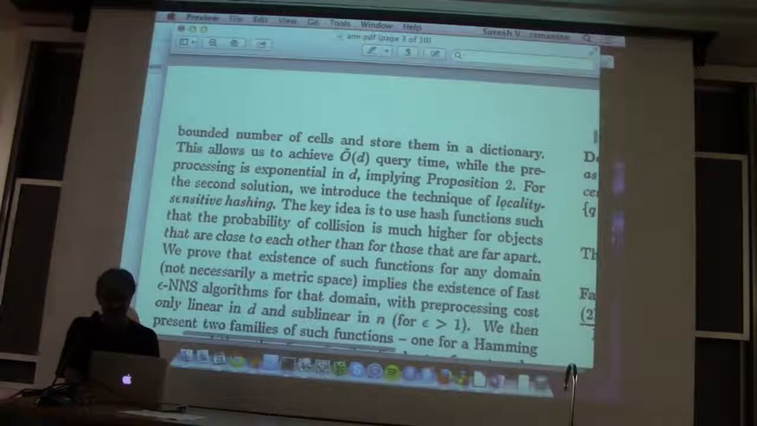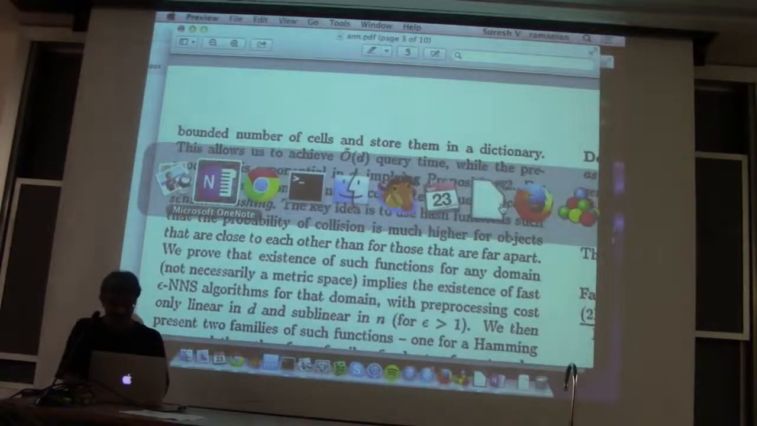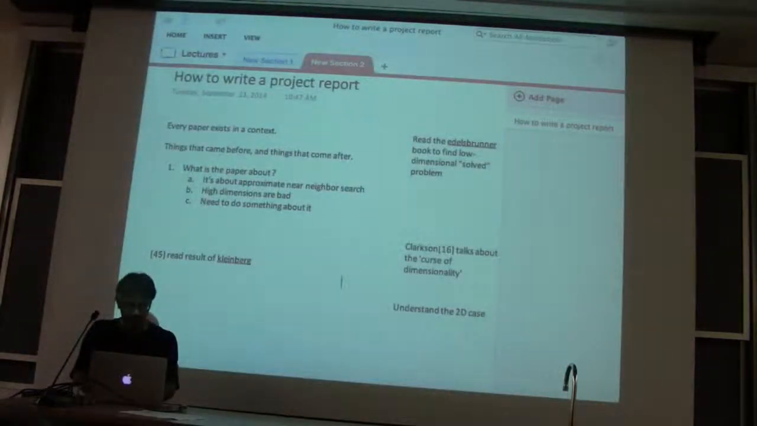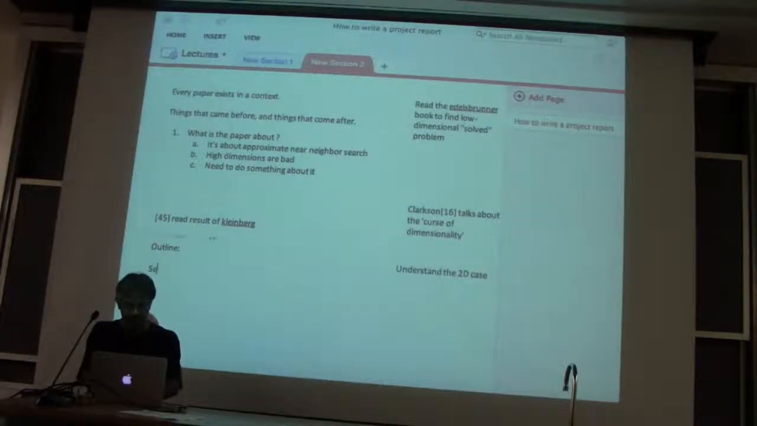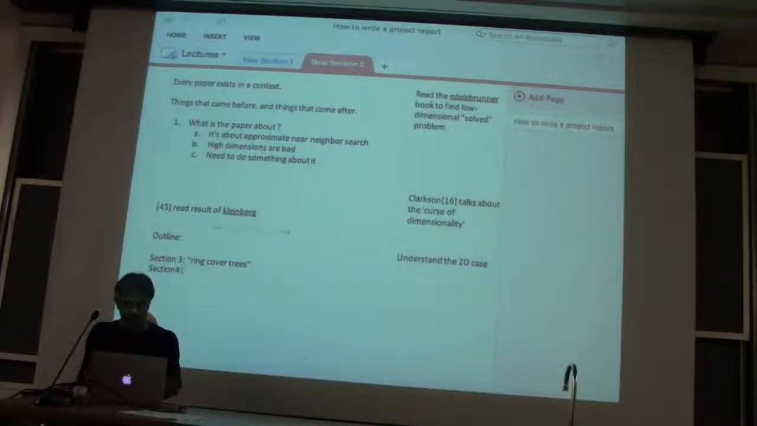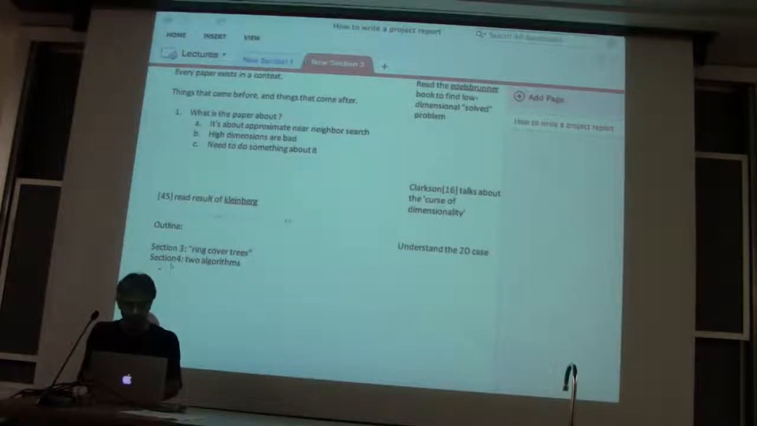And for the second, we use something else. Okay, so now we can start writing. So we can start saying something like, okay, so outline. Section 3 has ring cover trees. Section 4 has two algorithms. Algorithm 1 seems to use, I'm just copying words, I have no idea what this means.